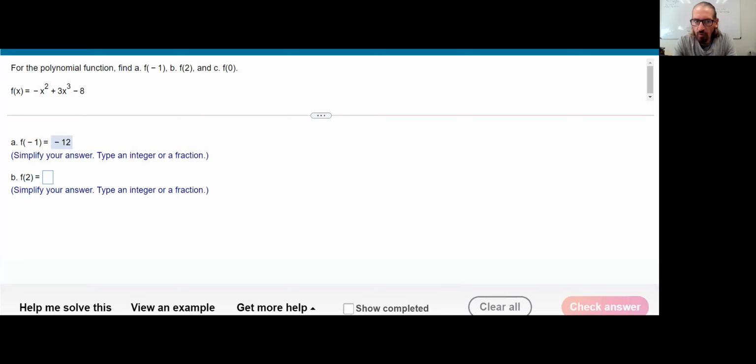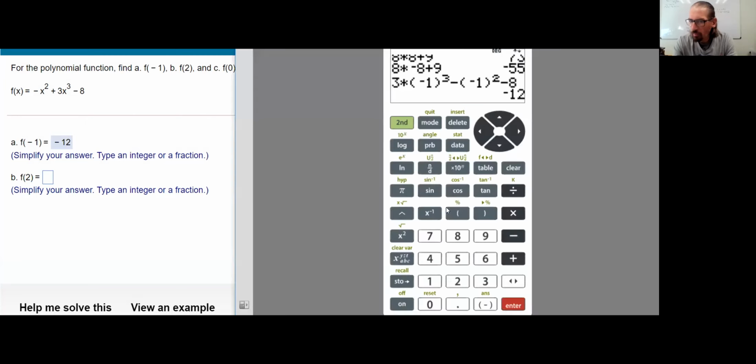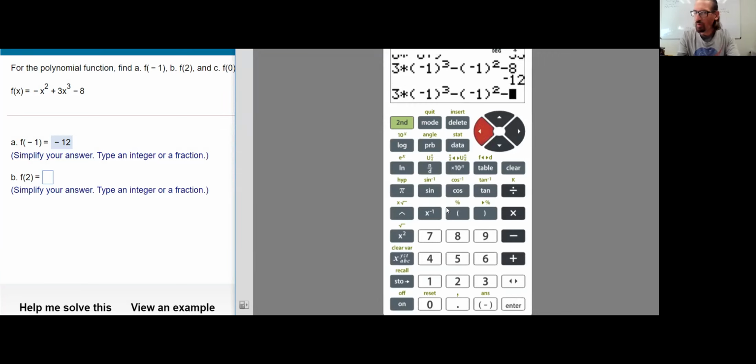So now we have to put 2 in. And with these newer calculators, I can scroll back, press enter to copy and paste. And I'm going to change that negative 1 to a 2. Another 2, wherever x was. 2 cubed is 8, and 2 squared is 4. 3 times 8 is 24. 24 minus 4 is 20. 20 minus 8 is 12.